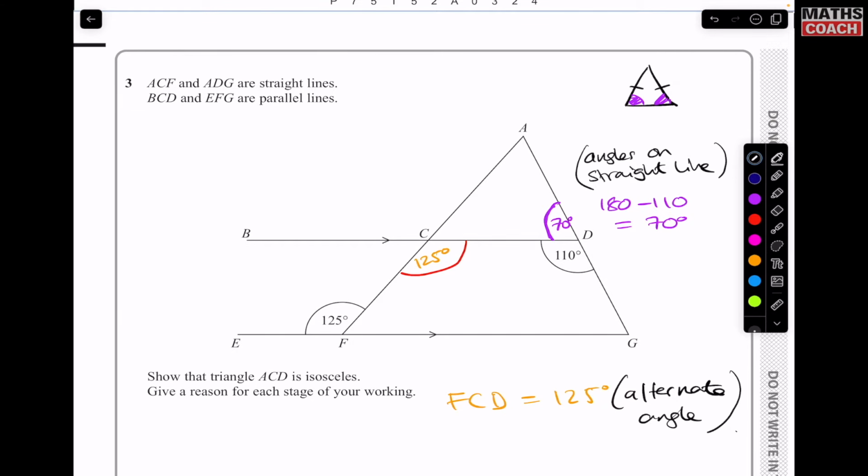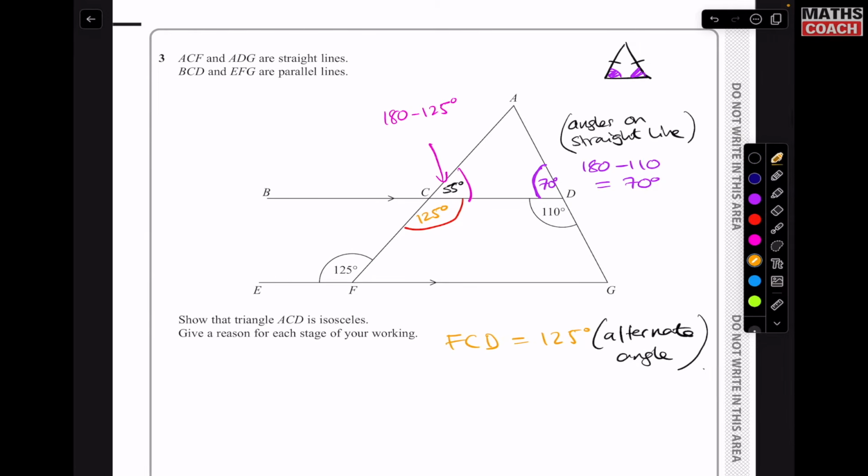Okay, with the same rule that we use up here, we can find this now, can't we? This would be angles on a straight line again. So we can say that this angle right there would be 180, take away 125, and what does that give us? That gives us 55 degrees. So that now leaves us with one angle to find on our triangle, and we can just use angles on a triangle to find that.